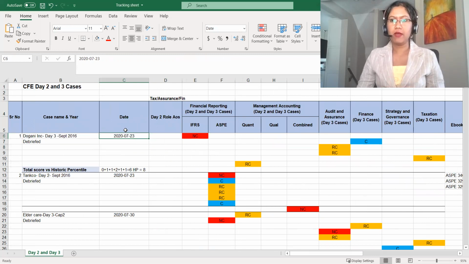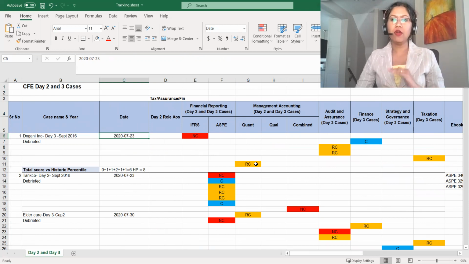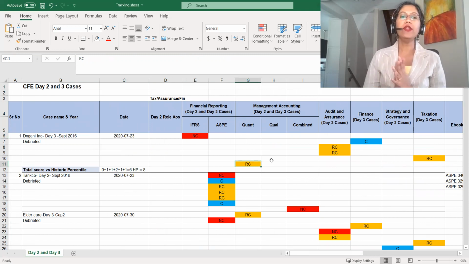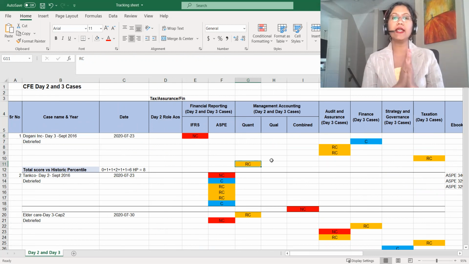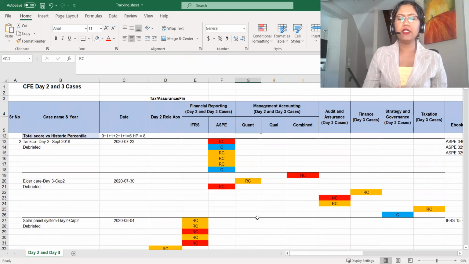Either it would be from your capstone to CFE markers, or maybe peer markers, your study group, or your mentor, whoever is marking. Get it marked, and then debrief the case. Once you have debriefed the case, fill in this tracker. What this will do is help you identify your strong areas as well as your weak areas. This is color coded just for simplicity.